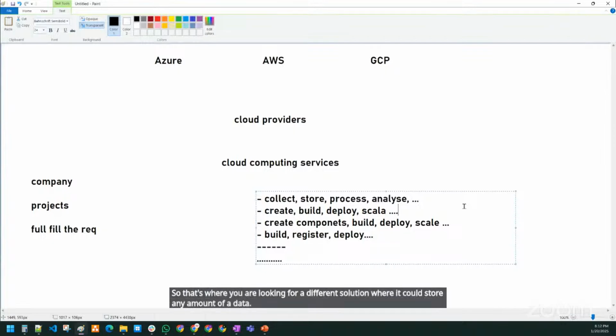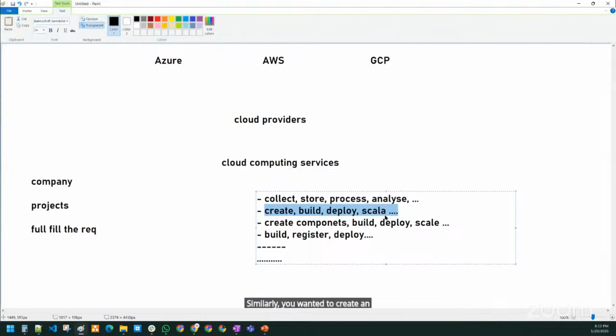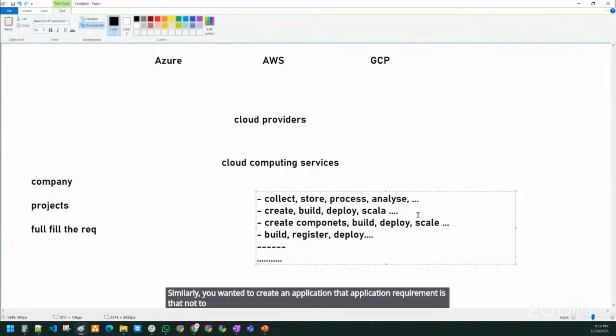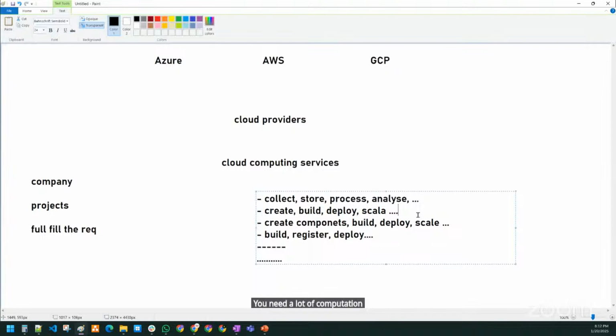Similarly, you wanted to create an application. That application requirement is not to support a few users, but to support plenty of users, such as Netflix, which every day we are using, right? So whenever you use such kinds of applications, you need a lot of computation, whether it could be storage or whether it could be processing, right?